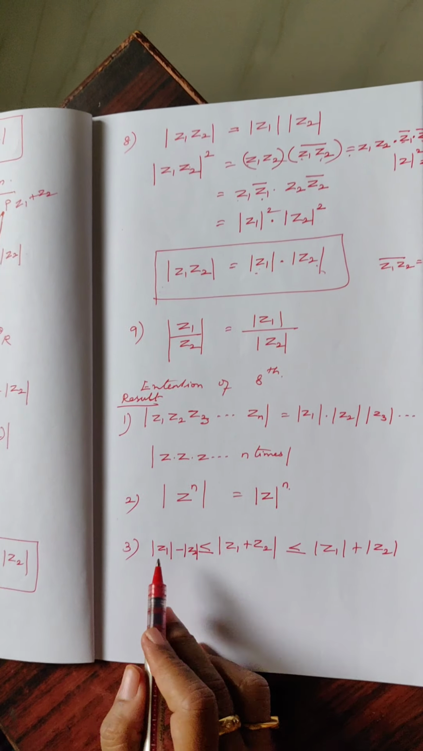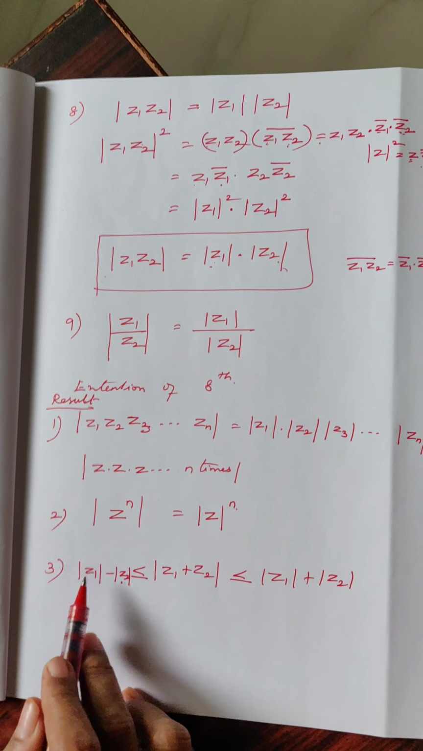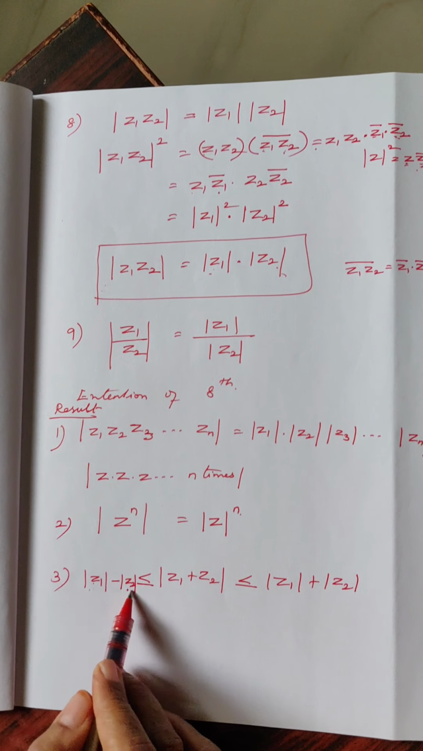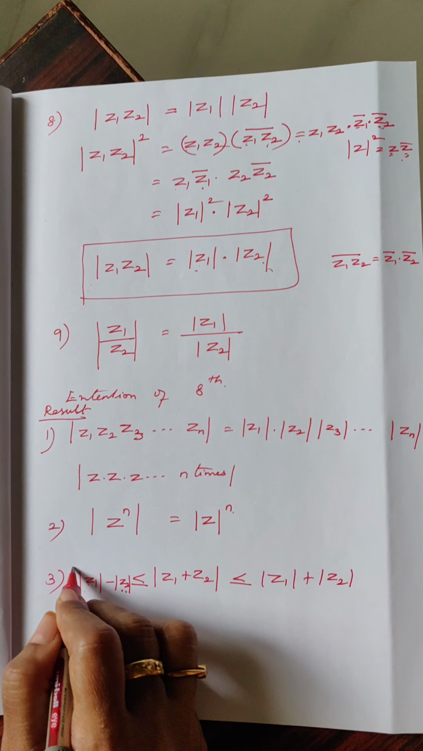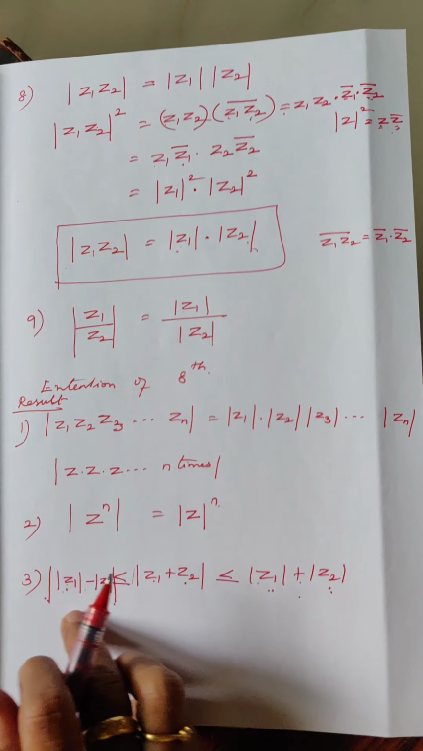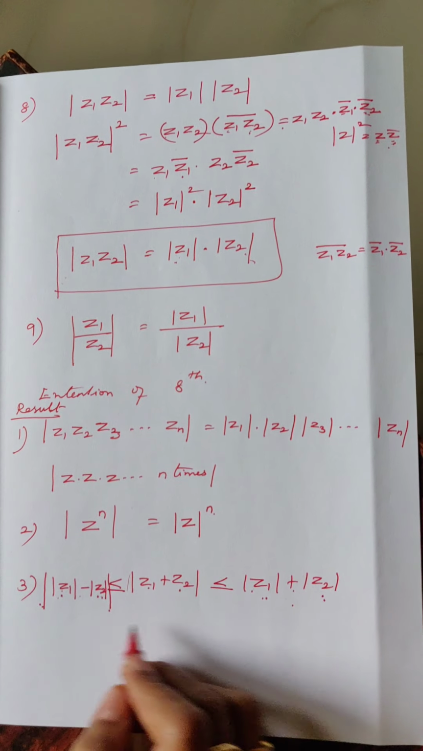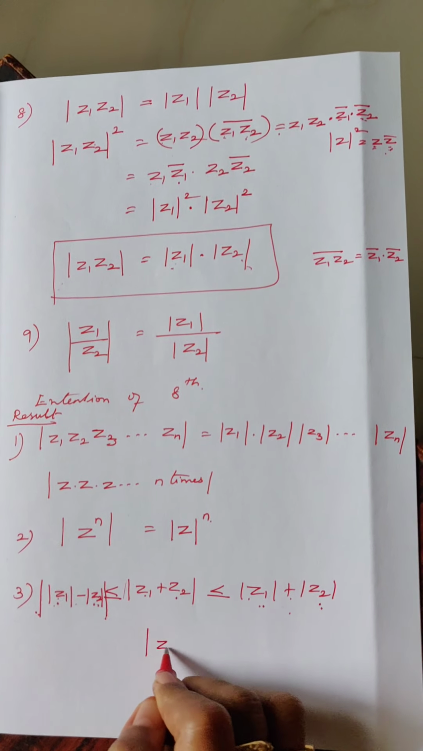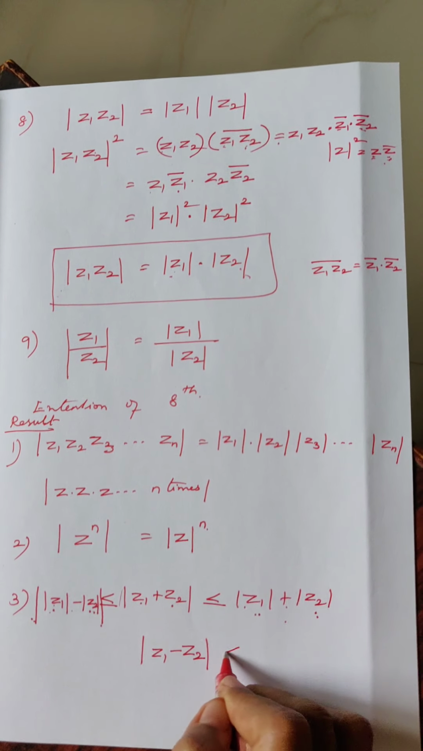But you will get a doubt: if this difference becomes positive or negative, because modulus is always positive. If this difference is positive, it is okay. Suppose this difference is negative, I am going to apply modulus. This is very useful to find the upper bound as well as the lower bound. This can also simply be written as modulus of Z1 minus Z2.